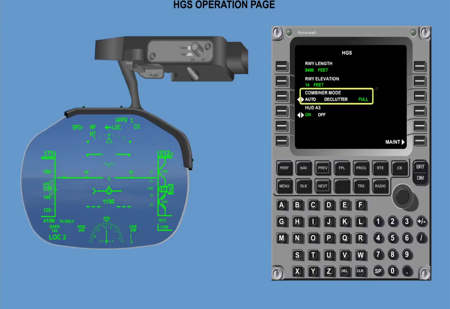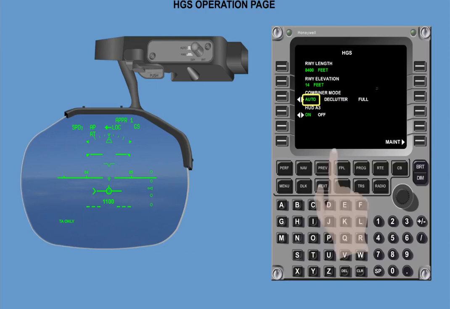Combiner mode. On the HGS page, push the LSK next to combiner mode until the desired selection shows in green. The selection order of the data line is auto, declutter, full. Auto. The HGS automatically removes the airspeed tape, the altitude tape, and the HSI during the approach.